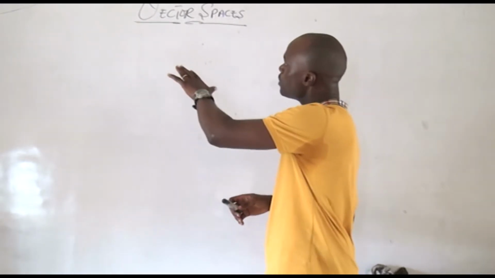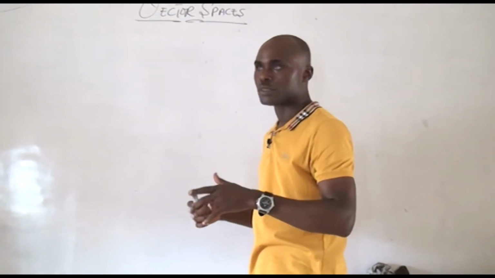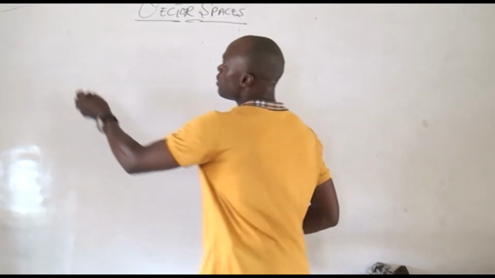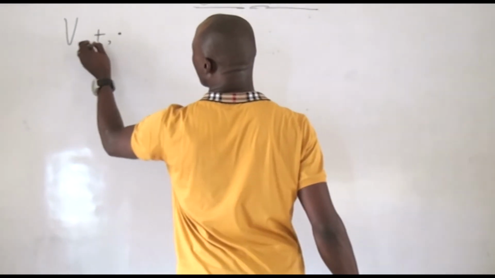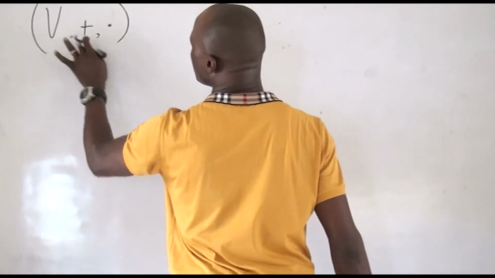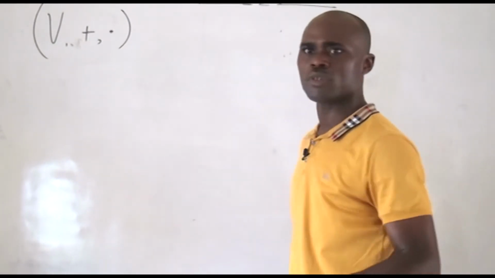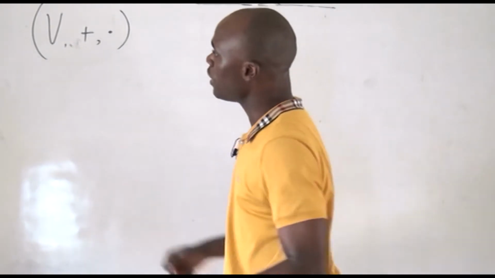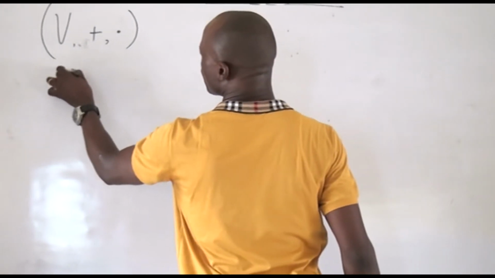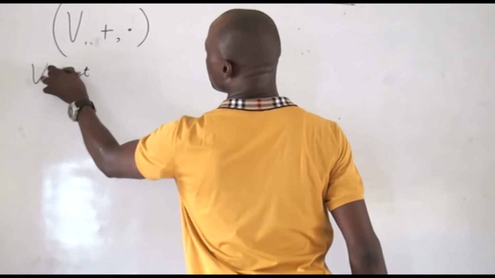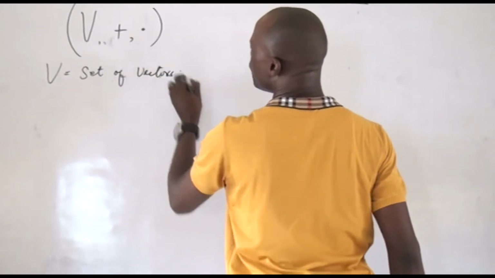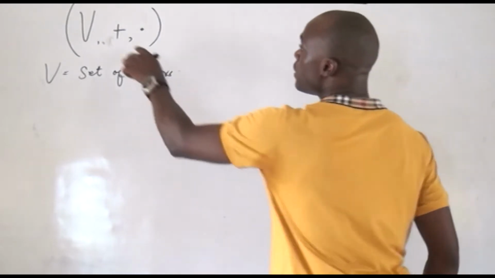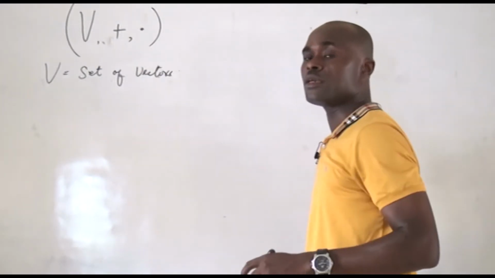So vector spaces are spaces that have to do with vectors. What do we mean by that? I'm going to bring this up to make our definition quite interesting. You'll be wondering, what is this? No big deal. The V there represents the set of vectors, and the plus and dot represent the operations.